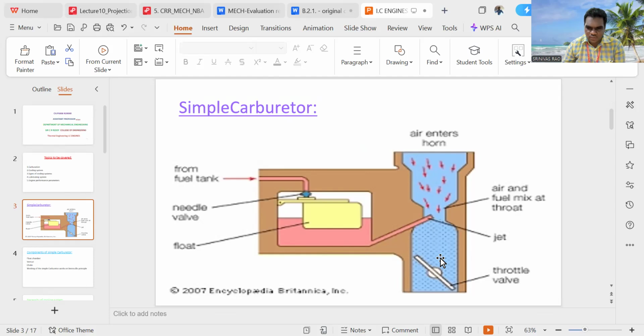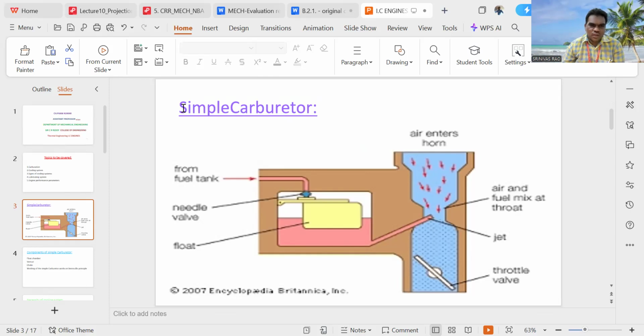There is a throttle valve. Depending on the requirement, the function of the throttle valve is to maintain the quantity and proper ratio of the air-fuel mixture. Okay, this is how a simple carburetor works. I hope you all understand. This is one of the important elements in the petrol engine fuel supply system. This is the basic type of simple carburetor.